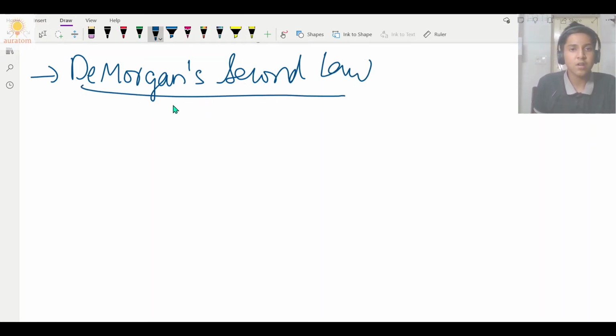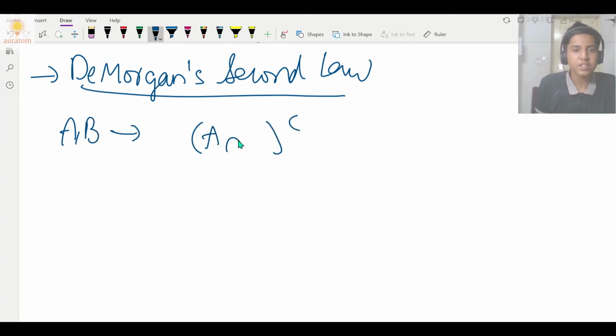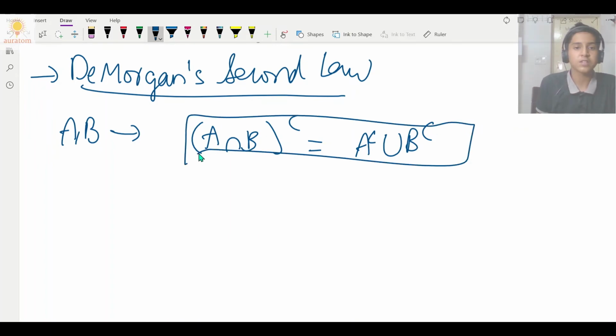So this law states that for two sets, the absolute complement of the intersection of two sets will be equal to the union of their complements. So let me write it down mathematically. So for two sets A and B, the absolute complement of A intersection B will be equal to the union of A complement and B complement. So this is De Morgan's second law. We can prove this law in a very similar way.